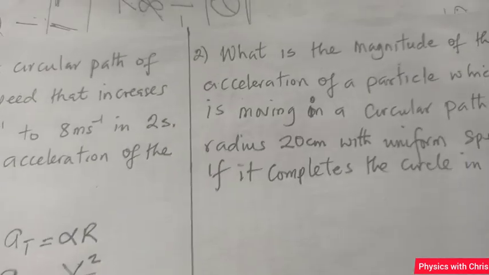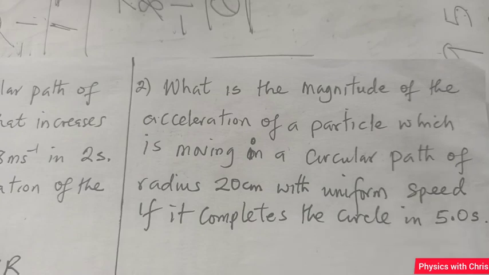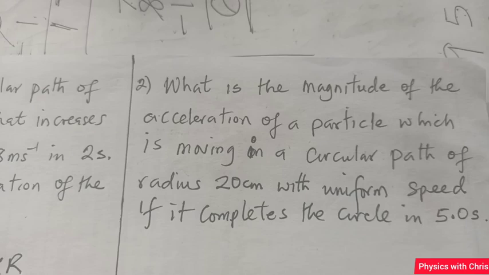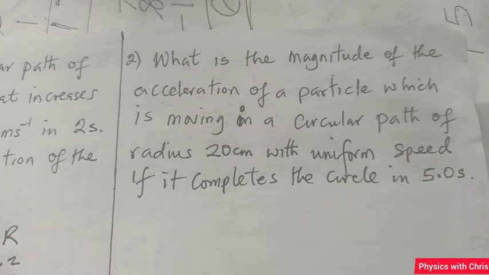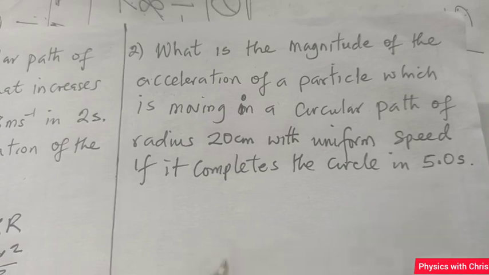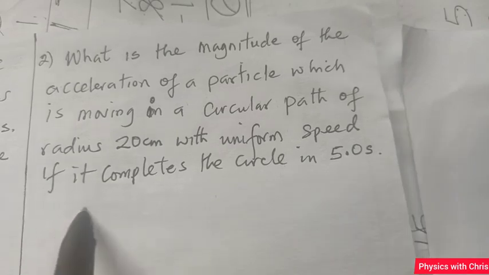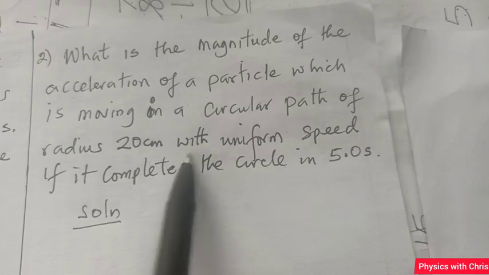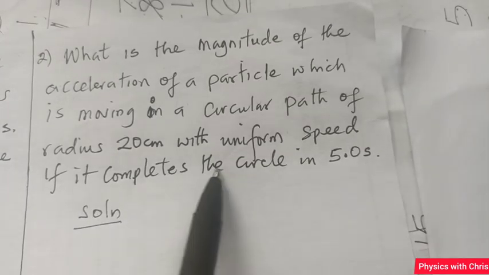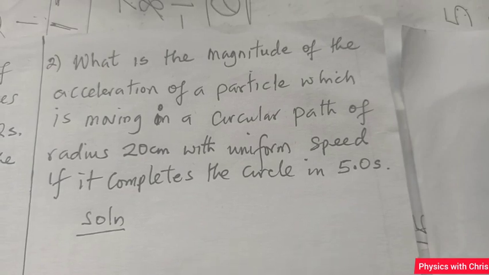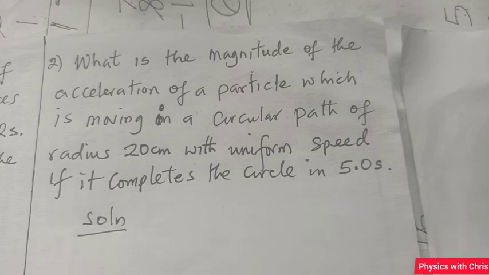Now let's look at the second question. It says, what is the magnitude of the acceleration of a particle which is moving in a circular path of radius 20 cm with uniform speed, if it completes the circle in 5 seconds? Since we are told that this body completes its cycle in 5 seconds, we can find the constant speed with which it is moving.